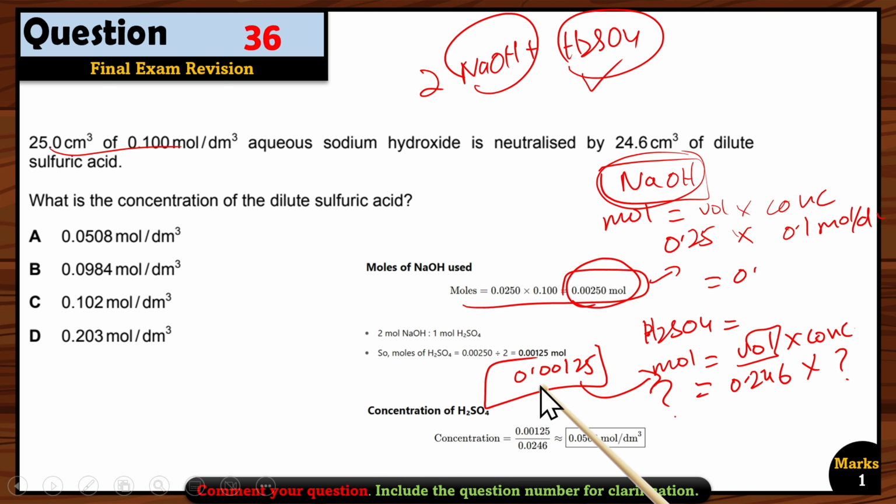So 0.00125 will come here, it will be divided by the volume here and you can easily get the concentration. So that will be your concentration for the H2SO4, and that is 0.0508. So if you can find it, this is the option A. So option A is the right option.